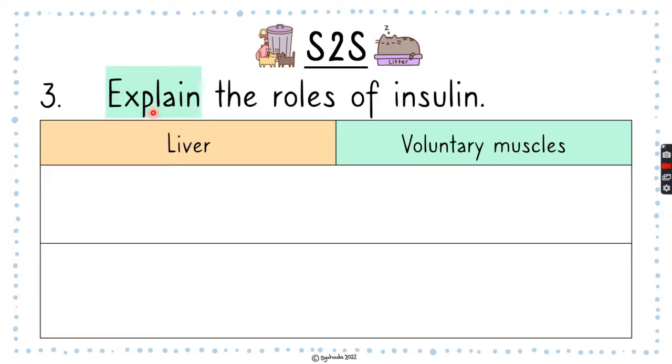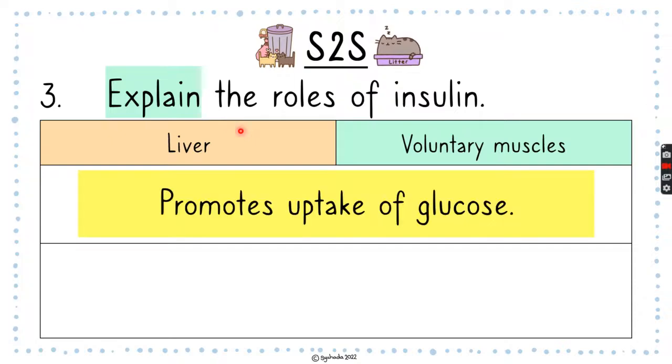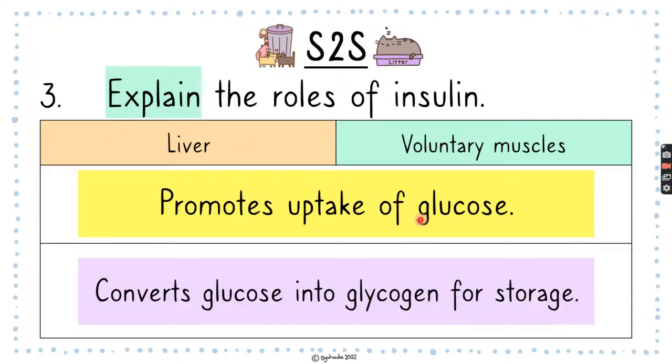Okay, the third one is to explain the roles of insulin. This is our last step to success to answer. This is pretty much the opposite of adrenaline, where you want to store your glucose instead. So insulin would promote the uptake of glucose, and it will encourage the conversion of glucose into glycogen for storage. So you want to reduce the blood glucose level instead.